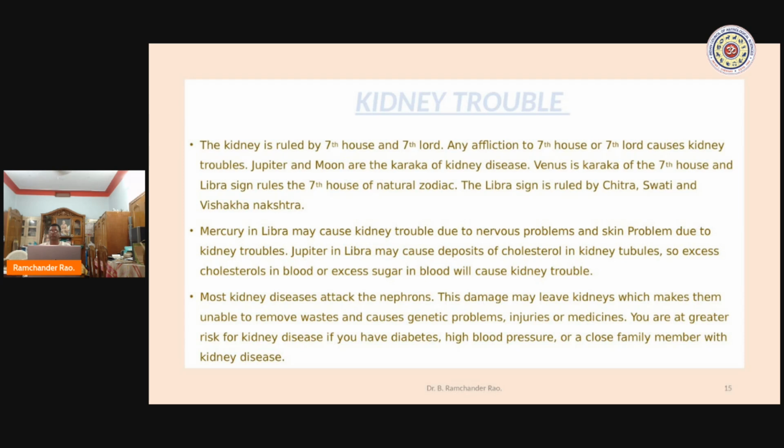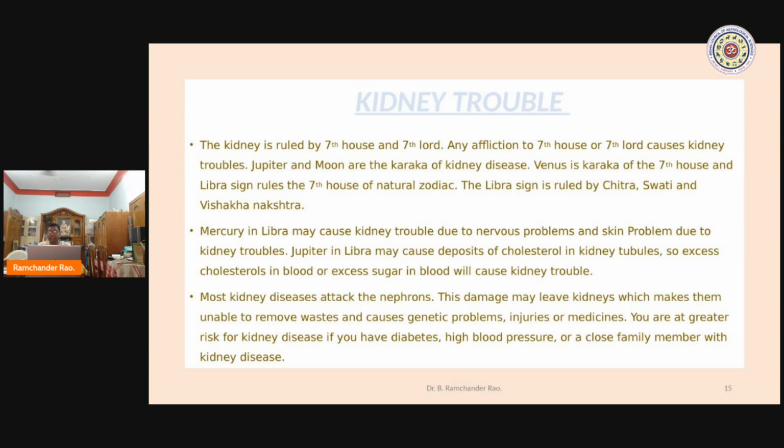So now I am going to the kidney trouble. The kidney is ruled by the 7th house, the 7th lord. Any affliction to the 7th or 7th lord causes kidney troubles. Jupiter and Moon are the karakas for kidneys.